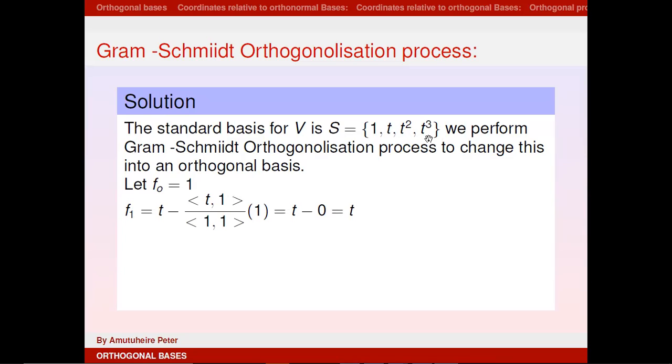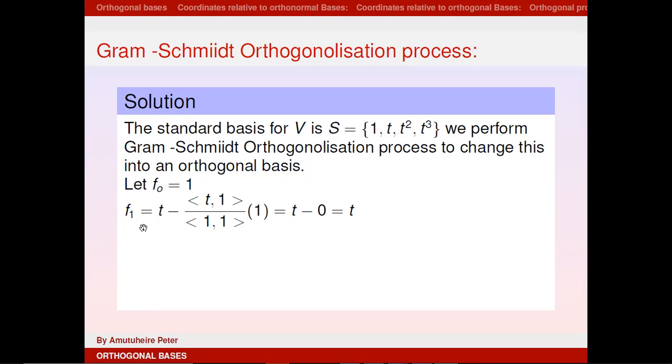Remember, every element in V is a polynomial of degree less than or equal to 3. So that means any polynomial of degree less than or equal to 3 can be written as this. This is the standard basis for polynomials. I hope you remember this from linear algebra 1. Now we perform the Gram-Schmidt orthogonalization process to change this standard basis into an orthonormal basis. So in the process, we let f0 be 1.